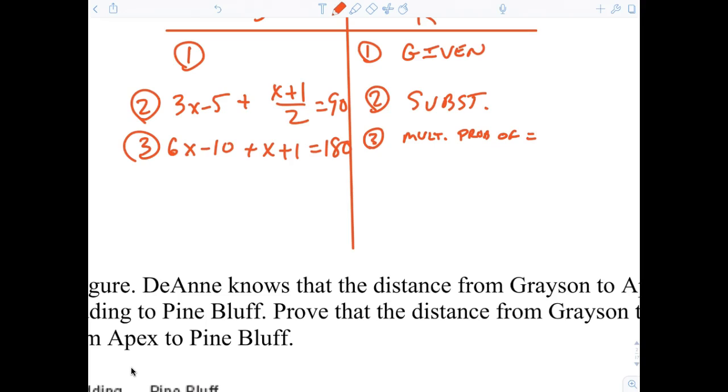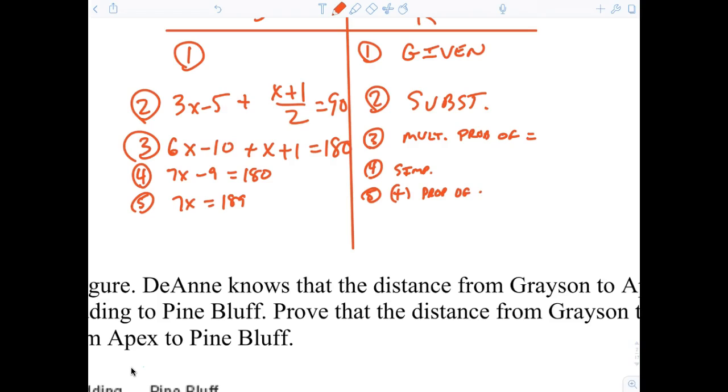All right. And now the next thing we're doing is what? Simplify. Yeah, I would just say simplify. Some geometry books use combining like terms. Doesn't make a bit of difference to me. And now we say what? 7x is equal to, and that would be addition property of equality.